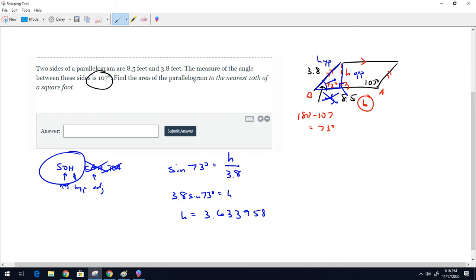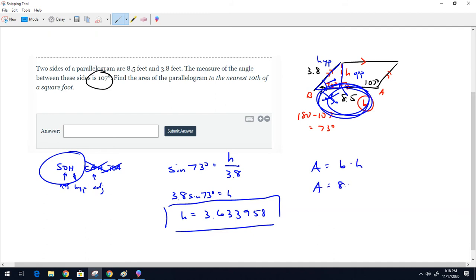And now I'm going to use 8.5, which is my base, and 3.633958, which is my height. And actually, what you can just do is just take this number and multiply it by 8.5. So to find my area, I'm going to take the base times the height. So my area is 8.5 times this number. And when I do that, I get 30.88. It says round to the nearest tenth.